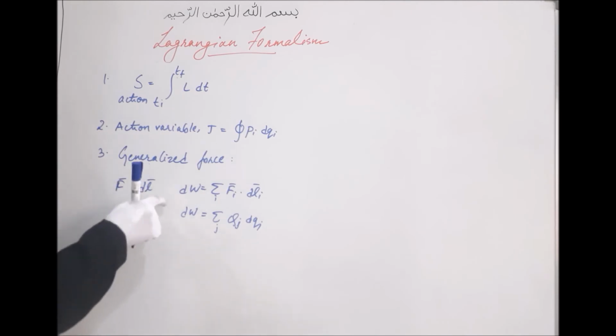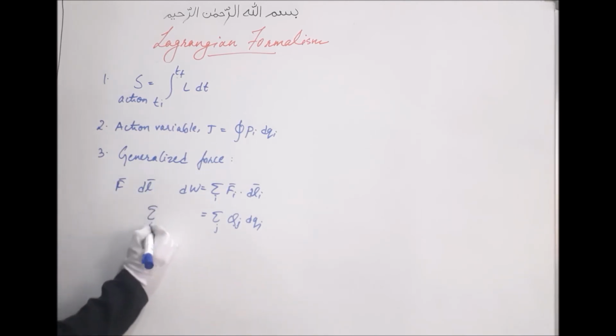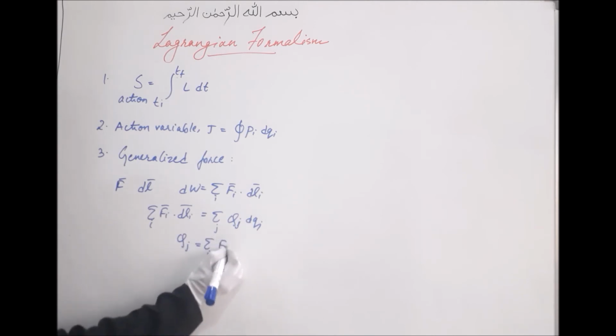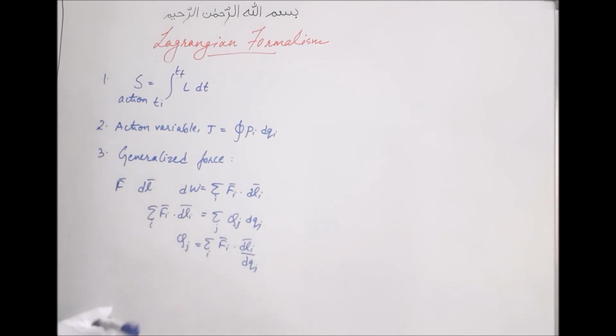Now these both are going to be equal. When you equate them, we will have Qj dqj equal to summation Fi dot dli bar. From this you can get Qj as equal to summation over i Fi dot dli divided by dqj, where this Qj is one component of the generalized force.